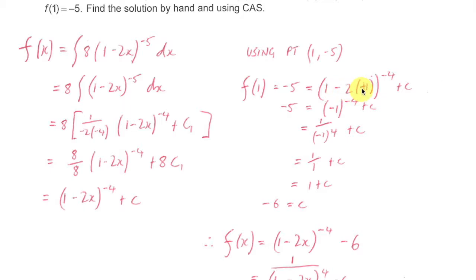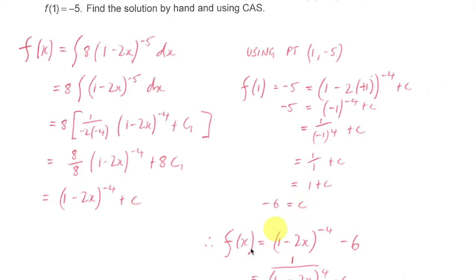1 take away 2 plus 1, it's going to be negative 1. All of that's raised to the power of negative 4. So that's 1 over negative 1 to the power of 4. Negative 1 raised to the power of 4 is just 1, so it's 1 on 1. So it's 1 plus c equaling negative 5. Take 1 from both sides, I can establish that c is equal to negative 6.